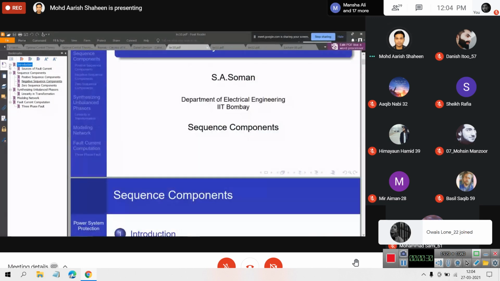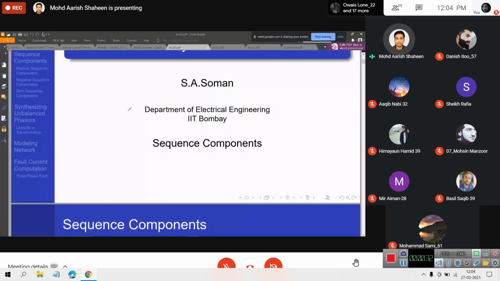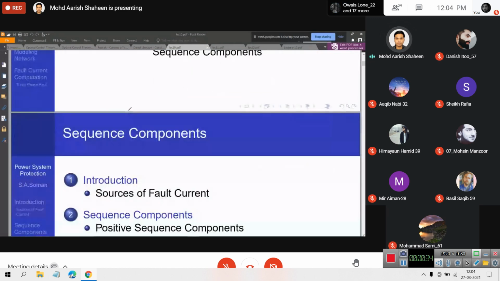So in the last class, we were basically trying to understand the properties of voltage transformers and current transformers. We have basically completed that. Maybe I will give you a tutorial class next week or thereabouts. But for the moment, let's move on to the next topic, which is sequence components.